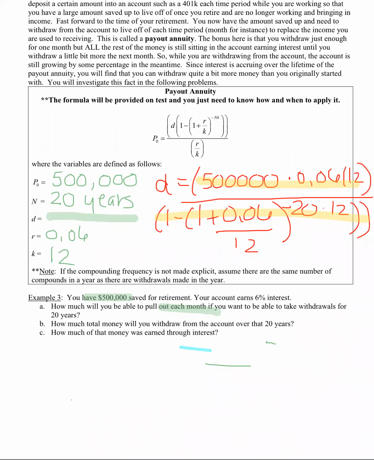Okay. So down here, my answer for A, when I do all of that math, is that you will get monthly withdrawals of $3,582.16.